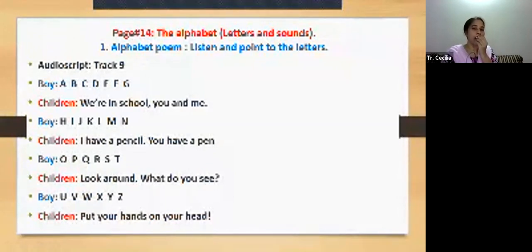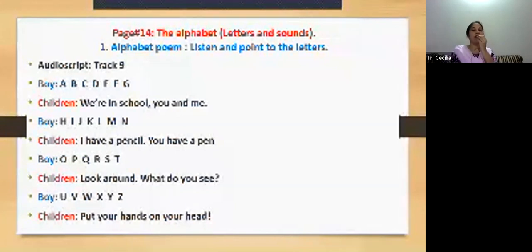You and me. H, I, J, K, L, M, N. I have a pencil, you have a pen. Next, O, P, Q, R, S, T. Look around, what do you see? Next, U, V, W, X, Y, Z. Put your hands on your head.